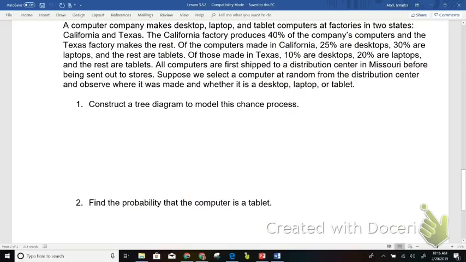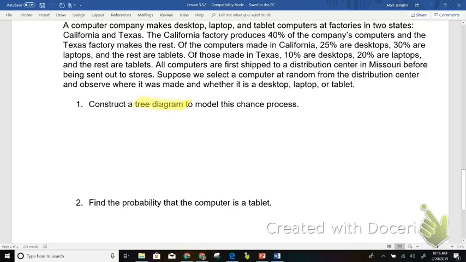Now let's look at an example that's a little bit more complicated. We're going to make a tree diagram of this situation. So we have a computer company that makes desktop, laptop, and tablet computers at factories in 2 different states, California and Texas. The California factory produces 40% of the company's computers, and the Texas factory makes the rest. Of the computers made in California, 25% are desktops, 30% are laptops, and the rest are tablets. Of those made in Texas, 10% are desktops, 20% are laptops, and the rest are tablets.